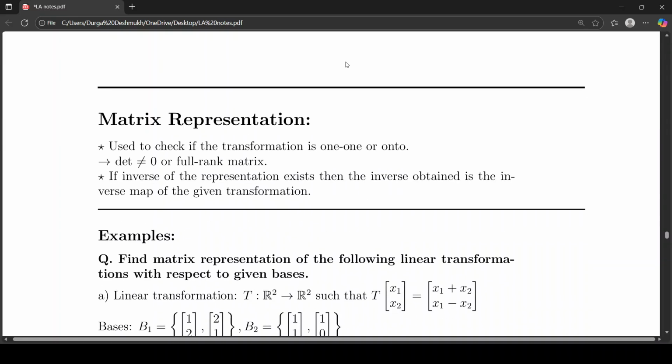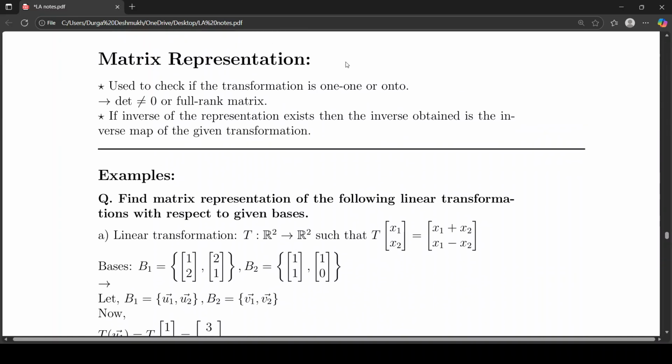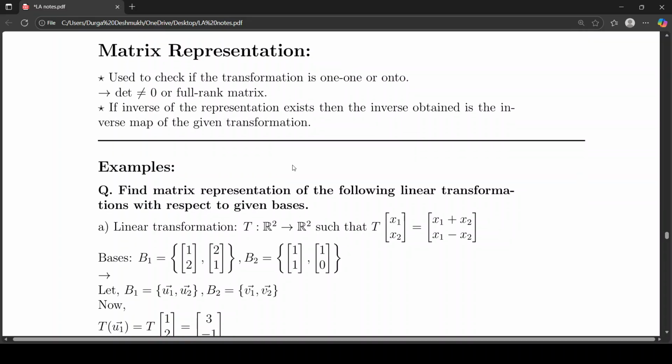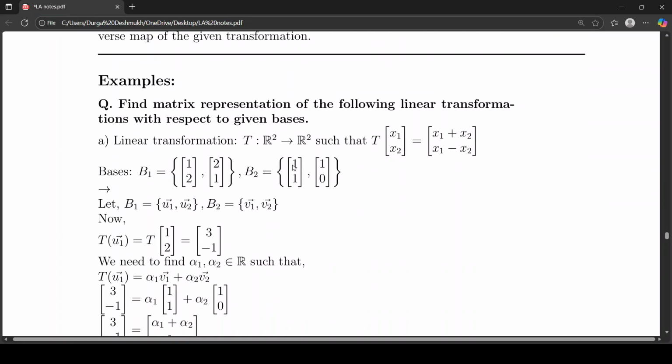Now the next topic is matrix representation. It is basically used to check if the transformation is one-one or onto again. That is, if the determinant of the matrix representation is non-zero, that is, if the transformation has a full rank matrix, then it is said to be one-one. If the inverse of the representation exists, then the inverse obtained is the inverse map of the given transformation. Okay, I will discuss this deeply with the help of an example.